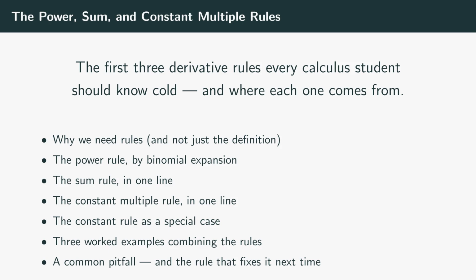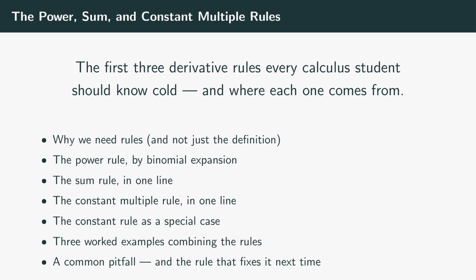Last episode, we built the derivative from the ground up: the limit of a difference quotient, two examples by hand, Newton and Leibniz, Cauchy in the 1820s. Today, we cash in. Computing a derivative from the definition is the right thing to do once or twice for understanding, and the wrong thing to do for the rest of your calculus life.